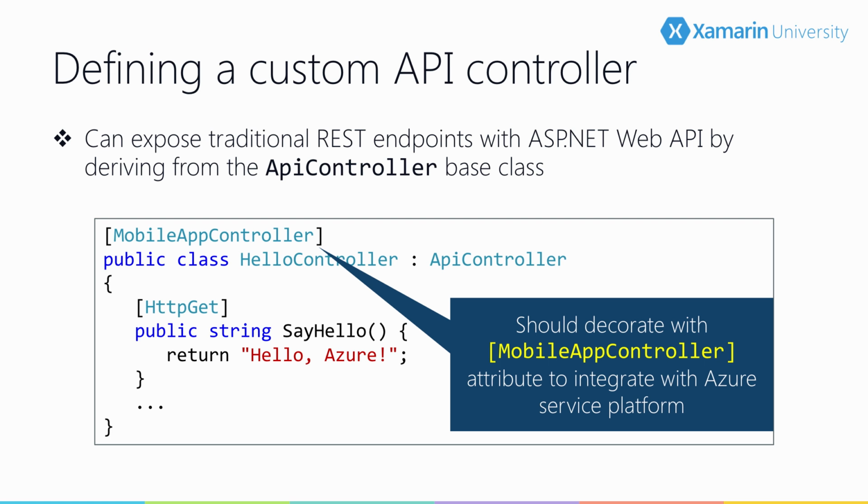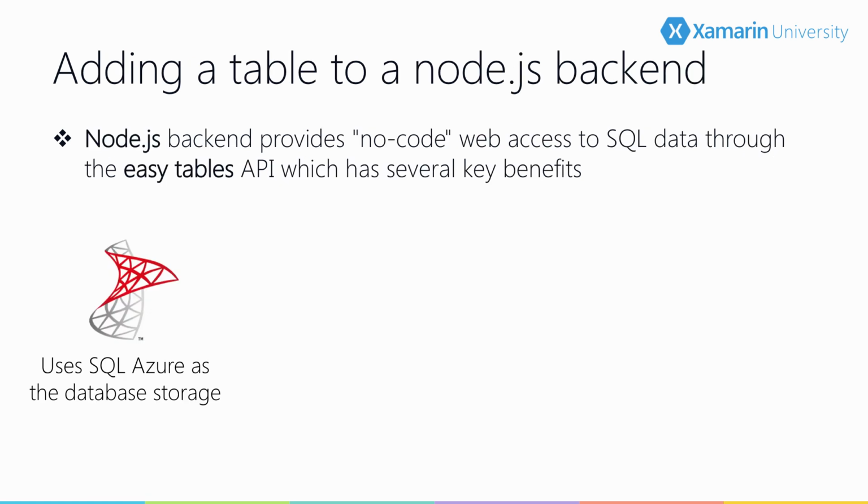The table controller of type T derived classes don't need to have this attribute because it's applied on the base table controller class. Let's switch gears and look at the Node.js approach to tables. In some ways it's identical, and in other ways it's actually quite different, even though the end result is the same. First, it uses SQL Server just like our ASP.NET approach.